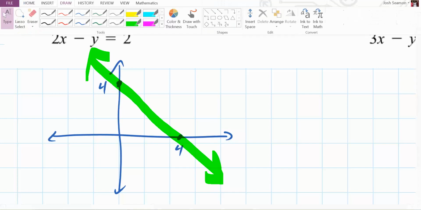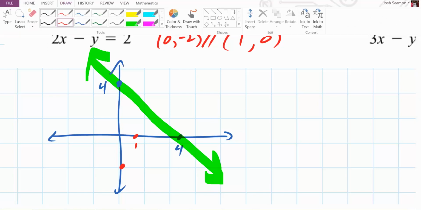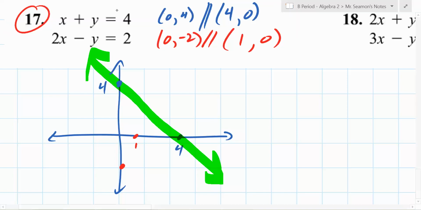Now we need to find the intercepts for the second one. When X is 0, what's Y going to be? Negative 2. And when Y is 0, what's X going to be? 1. So you have 1, 0, which is roughly right there, and 0, negative 2, which is going to be right about here. What do you do with those 2 points? You connect them. So let's connect them.